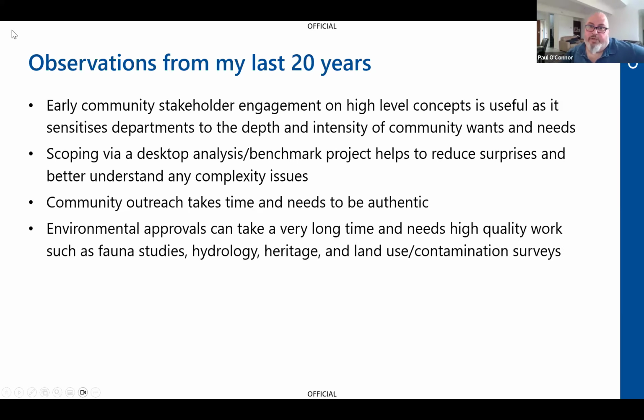This goes back to my earlier point about environmental approvals. They can take a really long time, like 18 months. And they do need high quality work done by quite specialised people, such as fauna studies. Fauna studies, particularly if you're going to a greenfields area, can be really expensive.